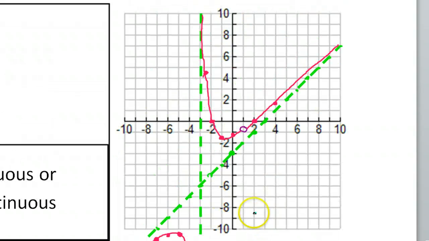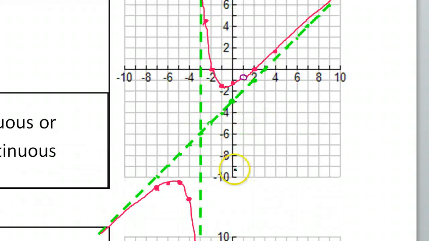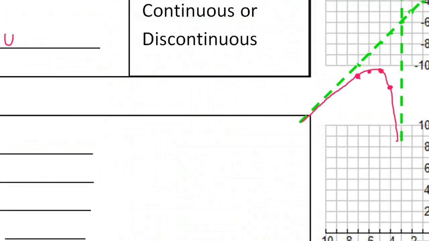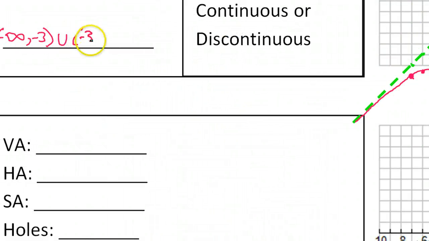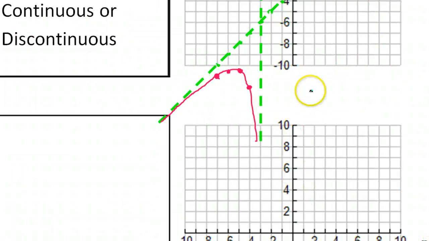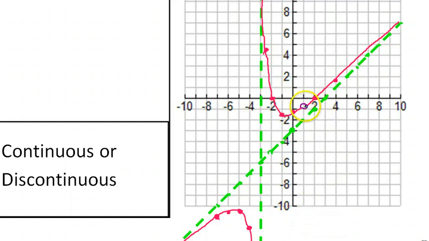Okay, and then we're going to pick up from there with this portion of the graph leading up to the hole. So that's going to be negative 3 to 1. Negative 3 to 1. Okay, because that's just x value. So negative 3 to 1 union. And then we'll pick up from there and we'll go 1 to infinity. Not because it's going up, but infinity because we're going to the right. So 1 to infinity.